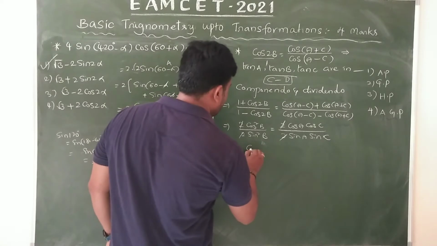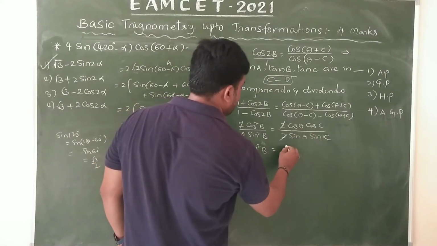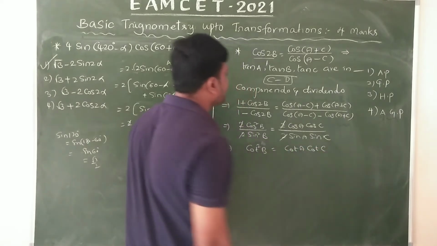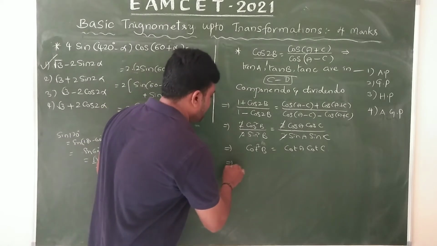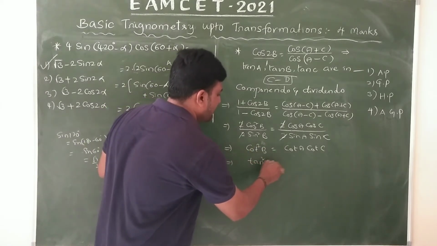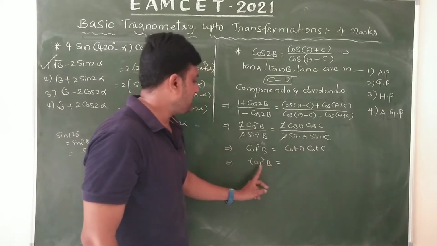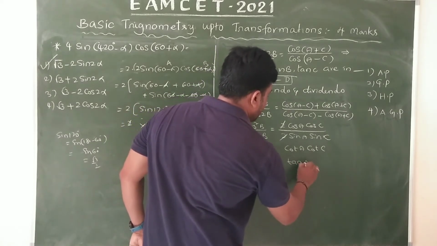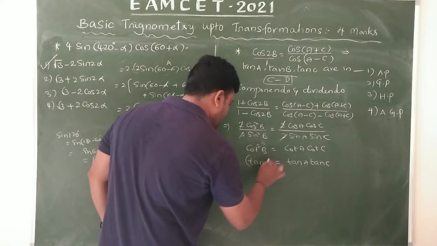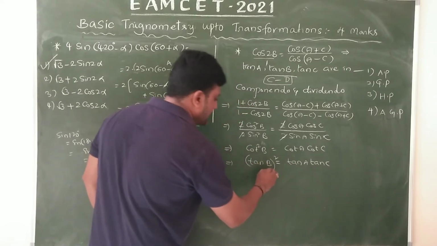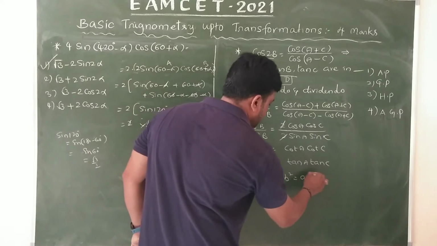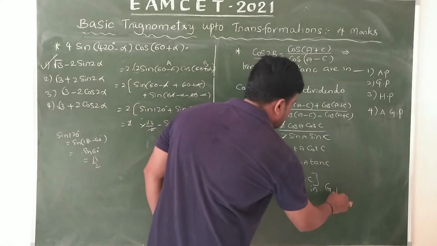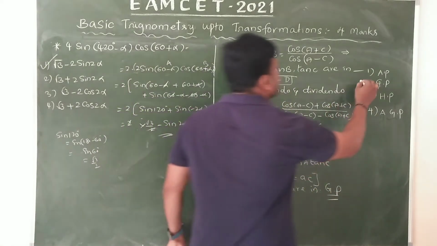Okay, then it is cot square B equals cos by sin, cot A cot C. Okay, actually we need tan, yes or no? Suppose doing reverse, it is tan square B. Okay, cot square, bring that to this side. It becomes tan square B, and these become tan A tan C. Let us observe, it is like B square equals AC. Then A, B, C are in what? Are in GP. Yes or no? Then the second option is correct.